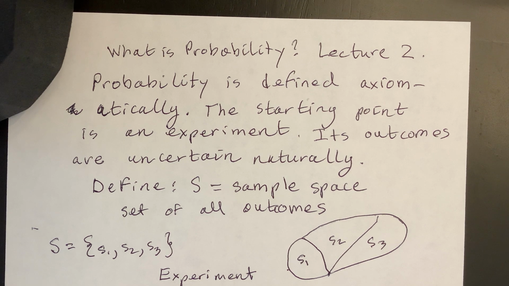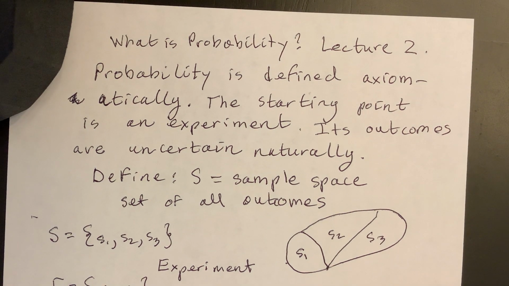So, probability is defined axiomatically. We'll write the axioms down in a minute. We need some definitions first. So, the starting point for the whole thing, anything involving probability mathematically, is that there's an experiment, and we can list its outcomes. If we can list its outcomes, we can do problems.